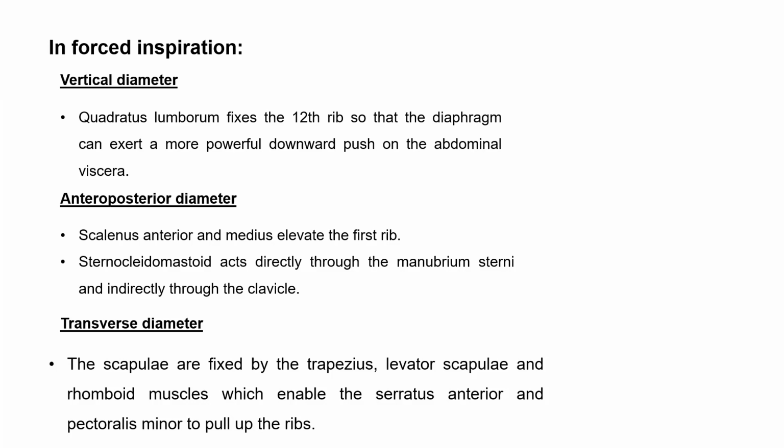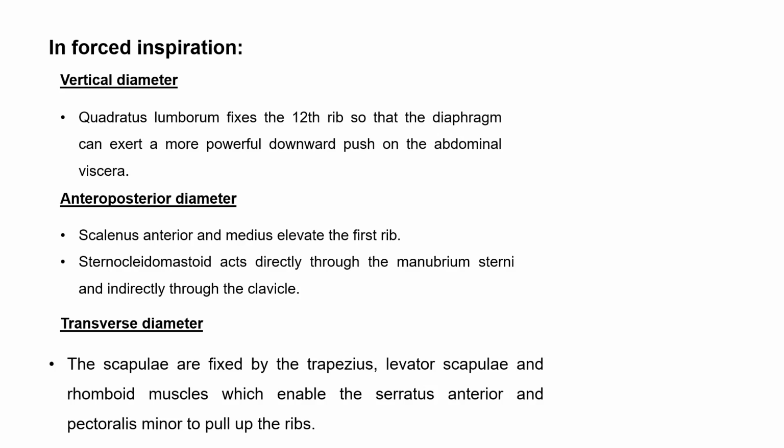During forced inspiration, to increase the vertical diameter, the quadratus lumborum muscle will fix the 12th rib, so the diaphragm will have extra power to descend downwards and increase the vertical diameter of the thorax. The anteroposterior diameter will also be more increased by the contraction of the scalene muscle, which will not fix but will elevate the first rib, and by the contraction of the sternocleidomastoid, which will elevate the sternum and the clavicle.